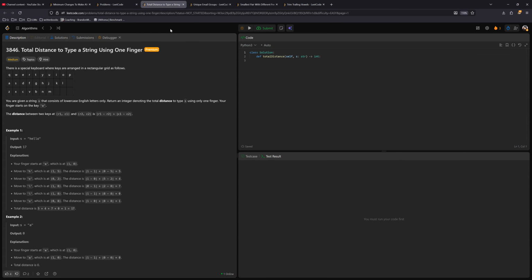Okay, whatever. All right, total distance to type a string using one finger. Interesting. You're given a string S that consists of lowercase English letters only. Return an integer denoting the total distance to type S using only one finger. Your finger starts on the key A. The distance between two vowels is... Okay, so it's a Manhattan distance then.